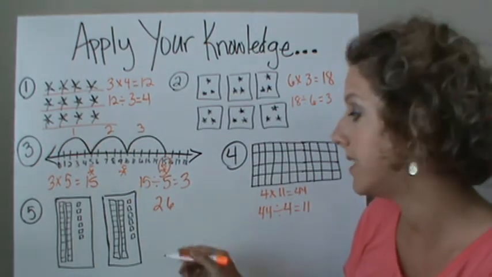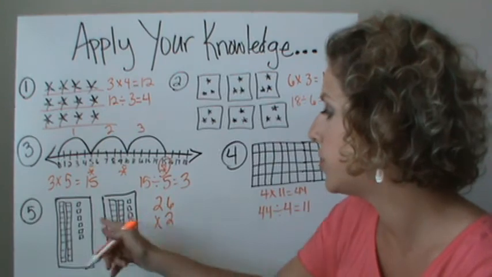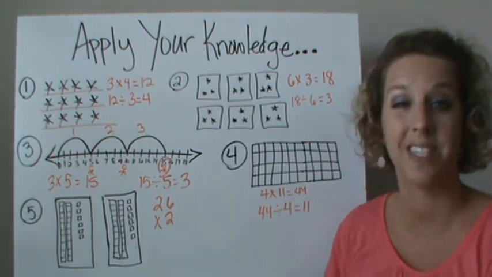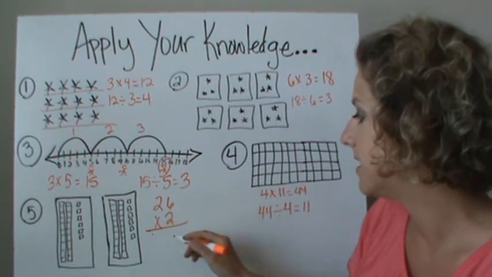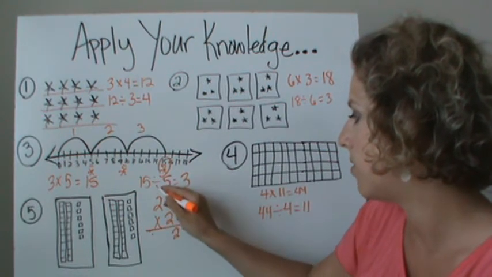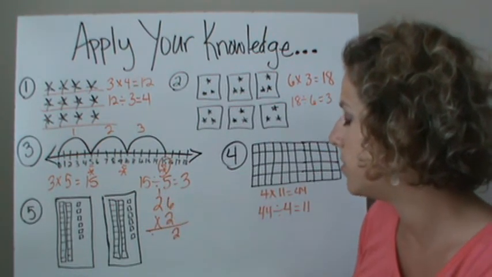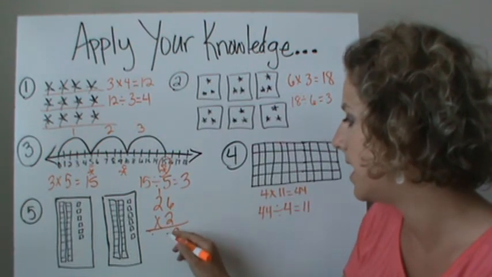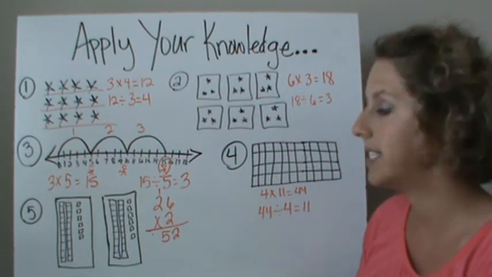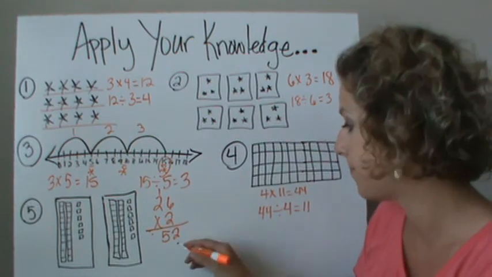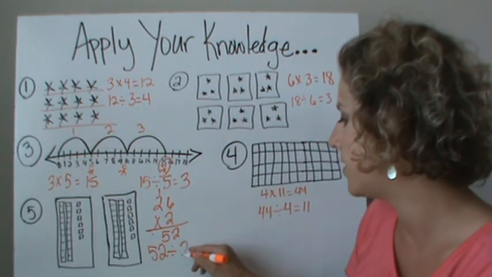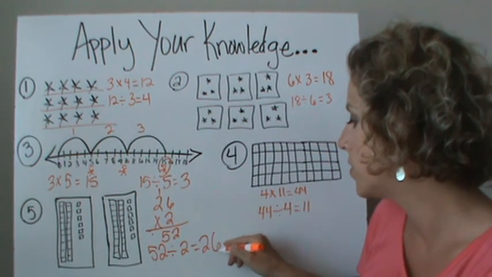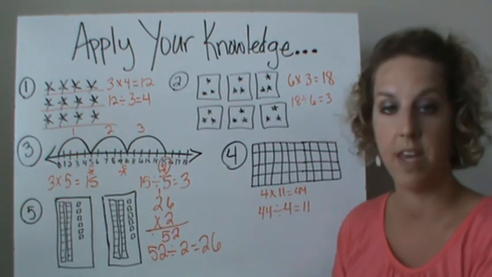So we're going to do 26 times 2, or 2 groups of 26, and we have a 2-digit number, we write it on top. So we have 6 times 2 is 12, regroup your 1, 2 times 2 is 4, plus 1 is 5. 26 times 2 is 52. Or the division model would be 52 divided by 2 groups is equal to 26 inside of each group.